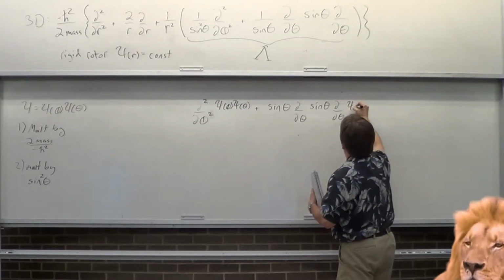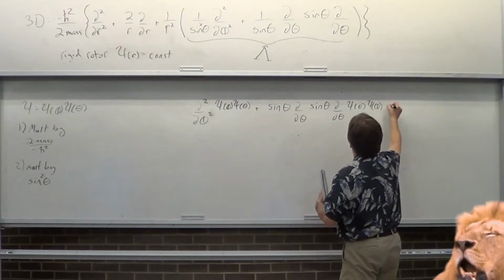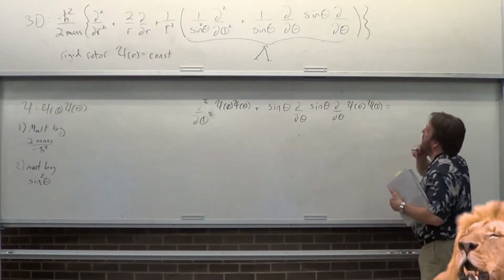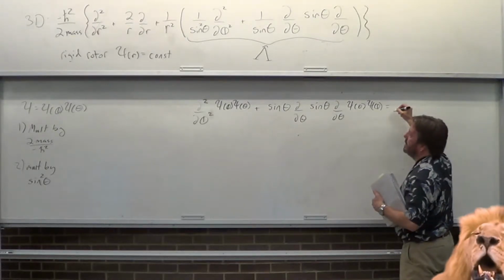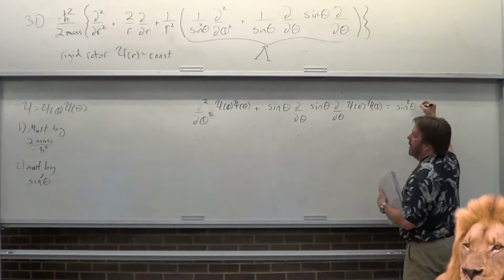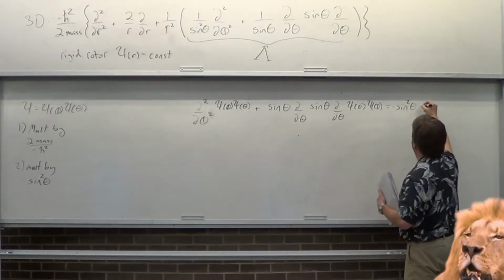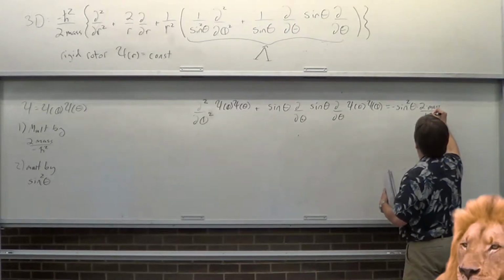And I've got, and I may permute the way I write these because I'm not being careful. Okay, since I'm operating on the Hamiltonian, I've got sine theta squared minus 2 times mass over h bar squared.